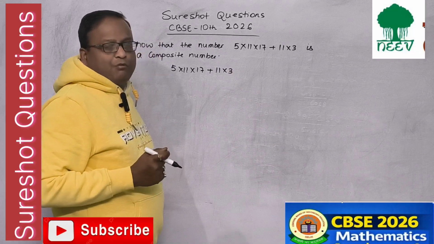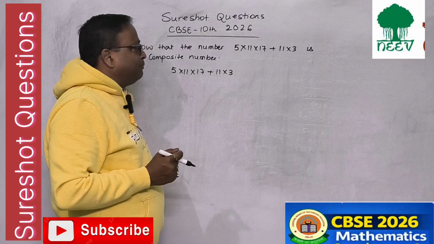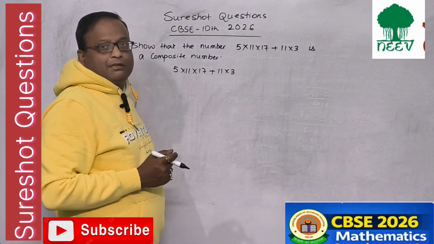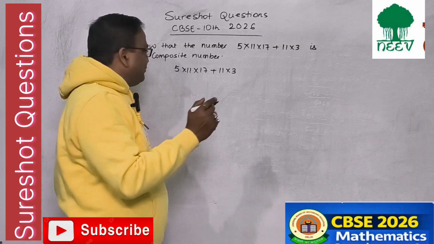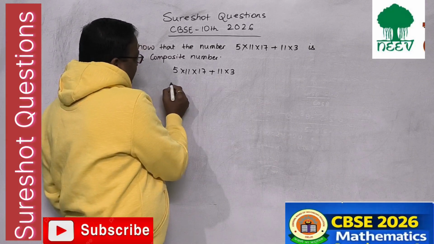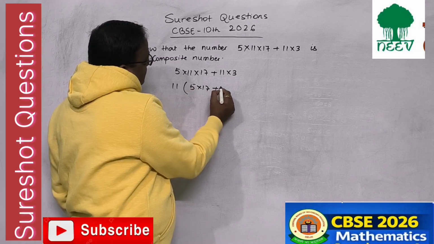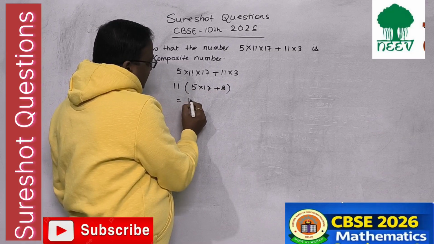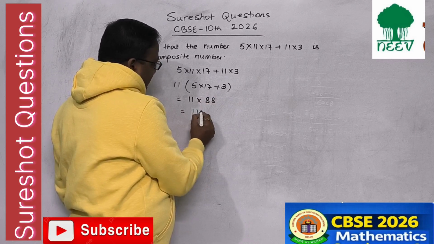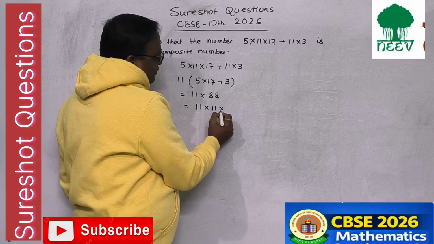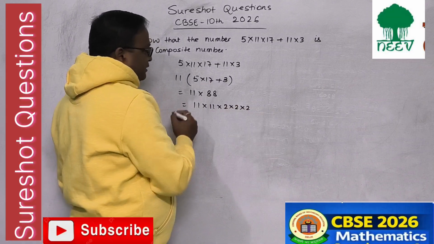Let's recall first what a composite number is. For proving it a composite number, we will prove that the number has more than two factors, the number and 1. Okay. So what to do? Let's take 11 as common. So this will become 11 into (5 into 17 plus 3). So the number goes like 11 into 85 plus 3, which is 88. So it's 11 into 2 into 2 into 2. This is the final number.